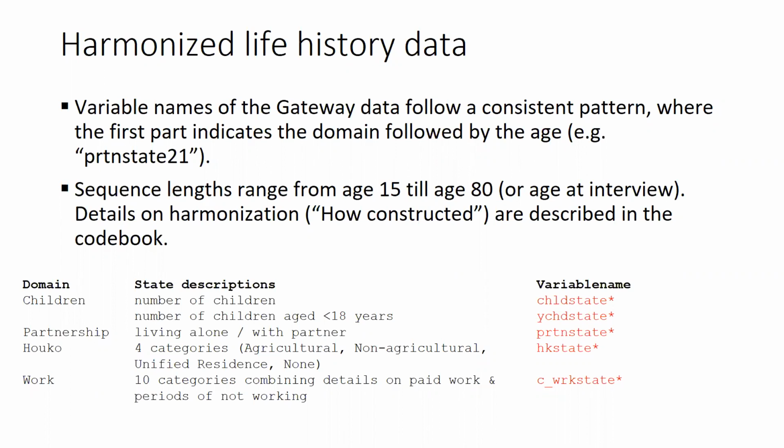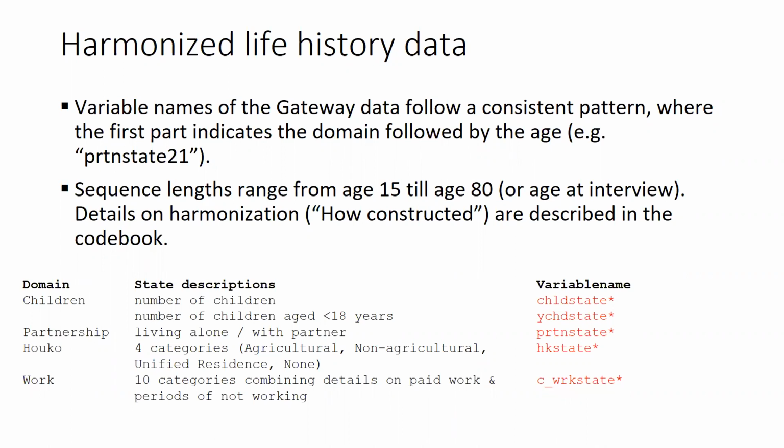We have a sequence length from 15 to 80. If people are younger than 80 in the CHARLS survey, then of course we only have the sequence till the age they are at the time of the life history interview, but it is possible to have life histories from age 15 till 80. The details on how we did this and how all this is constructed, you can find in the code book.